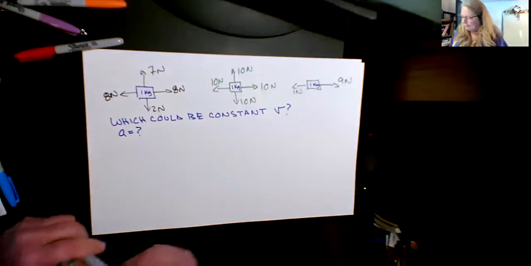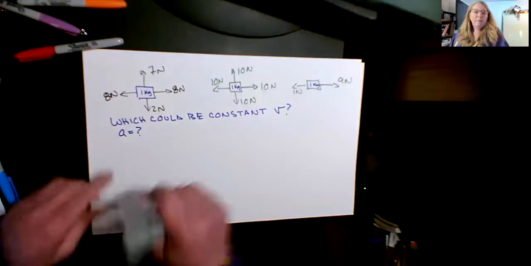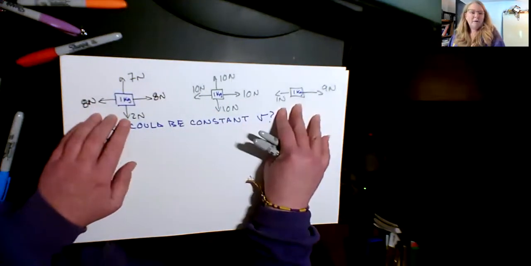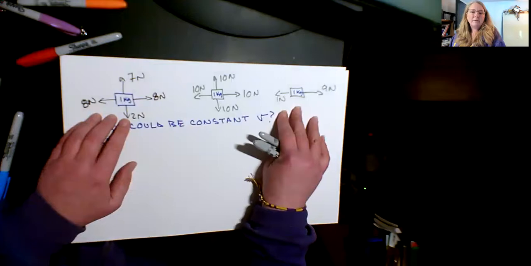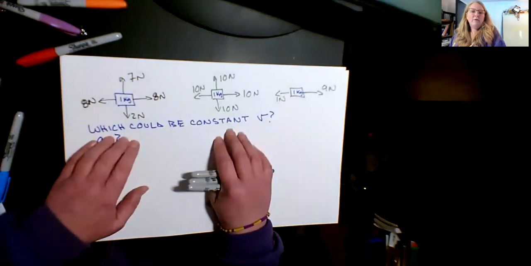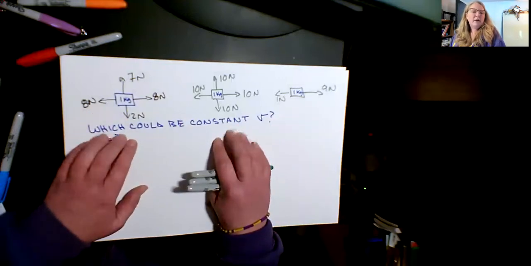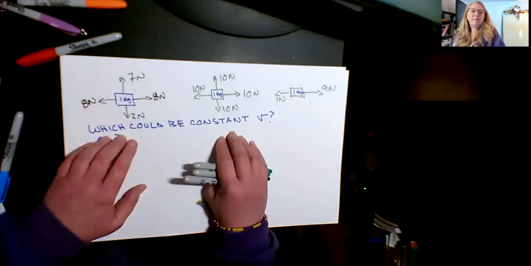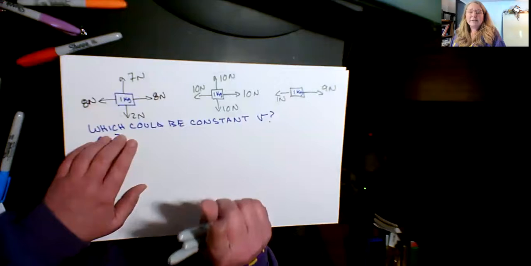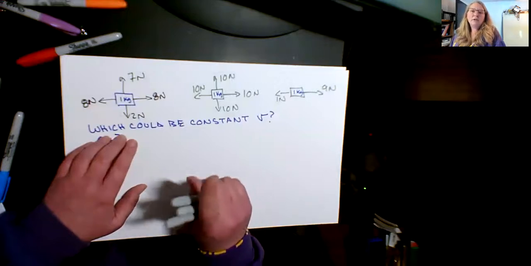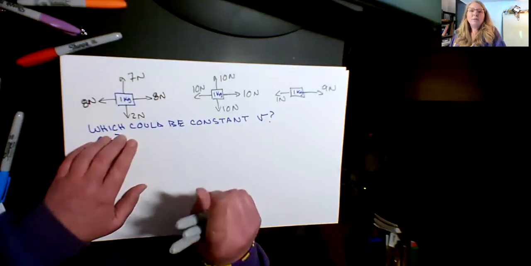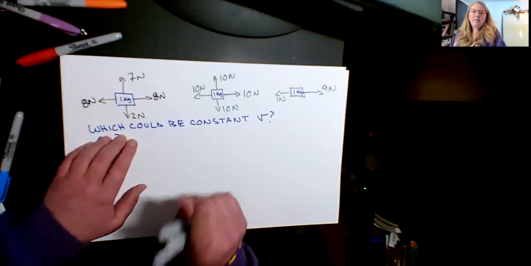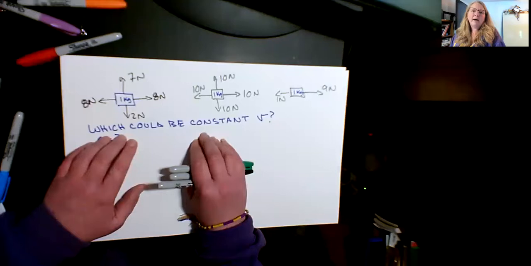So let's apply this. I've given you 3 different boxes, and of these 3, you can see I've drawn on there the forces that are acting on them. What I want you to do is pause this video and ask yourself which one of these could be moving at a constant velocity. Remember, it requires a net force to change something's velocity. If I'm changing something's velocity, that means it has acceleration, so I need a net force. So pause it and come back.